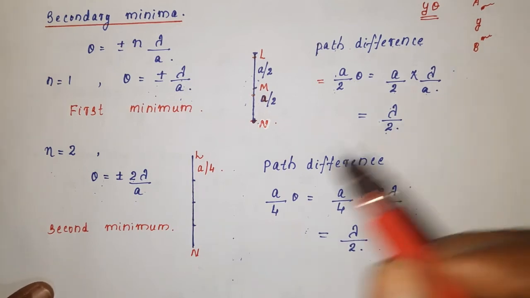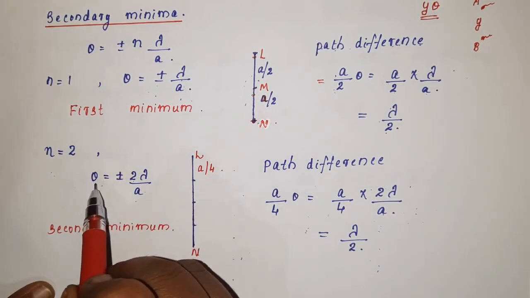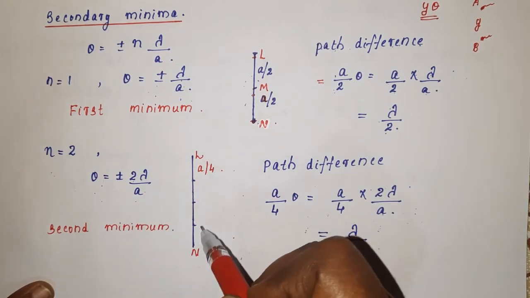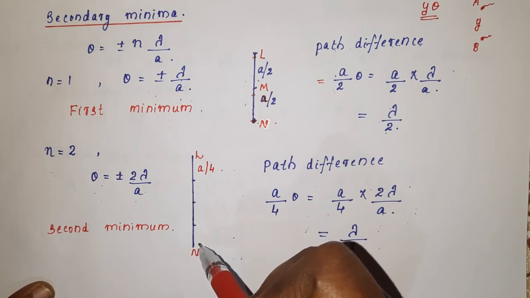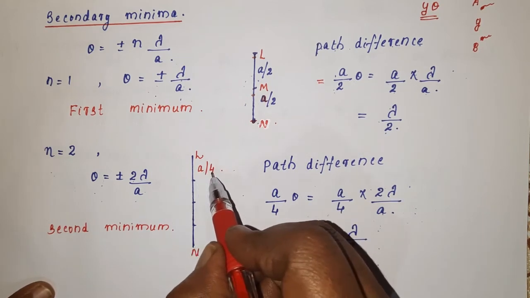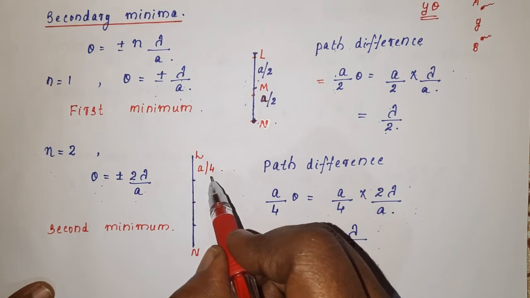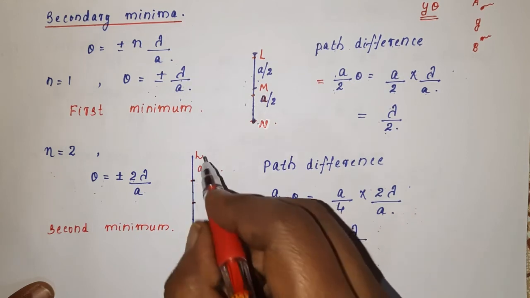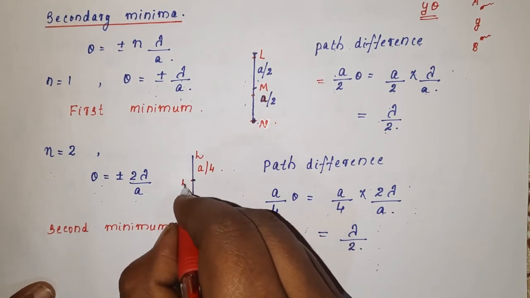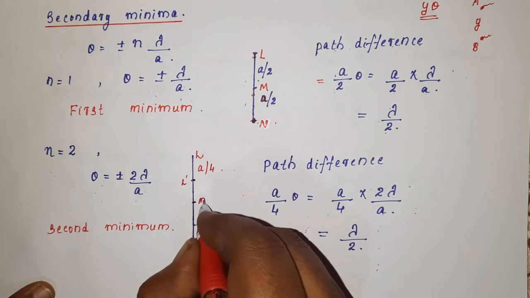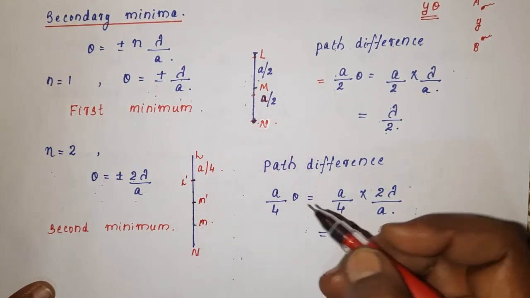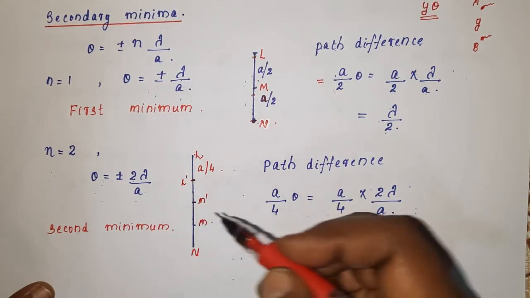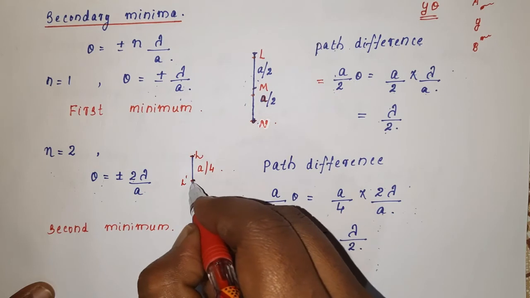Now, in the case of the second minimum, we obtain it at theta equal to plus or minus 2 lambda by a. So we assume the slit to be divided into 4 equal parts, so each part has a width a by 4. Now consider 2 nearby quarter parts. Here I call this L dash, this M dash, and this M. So consider the portion L L dash and L dash M dash. So we will take L and L dash.